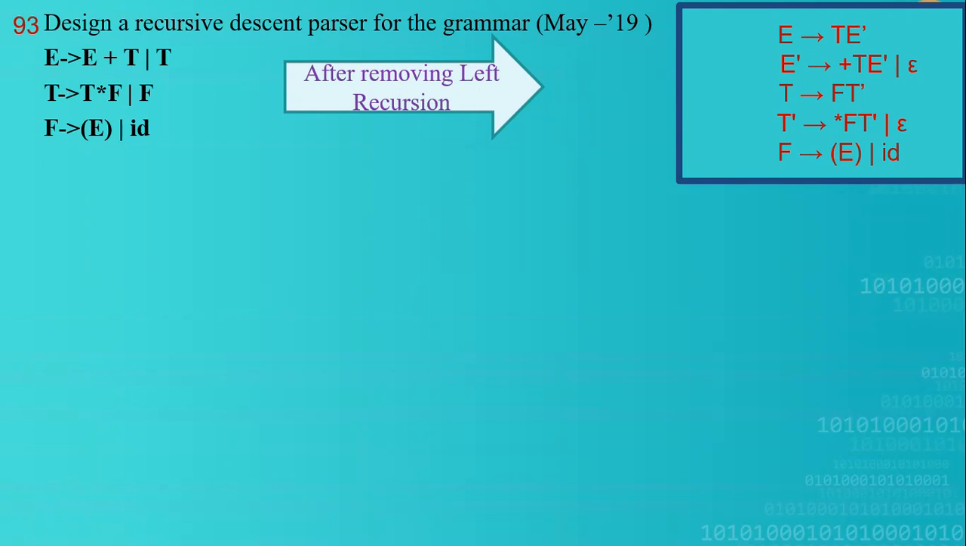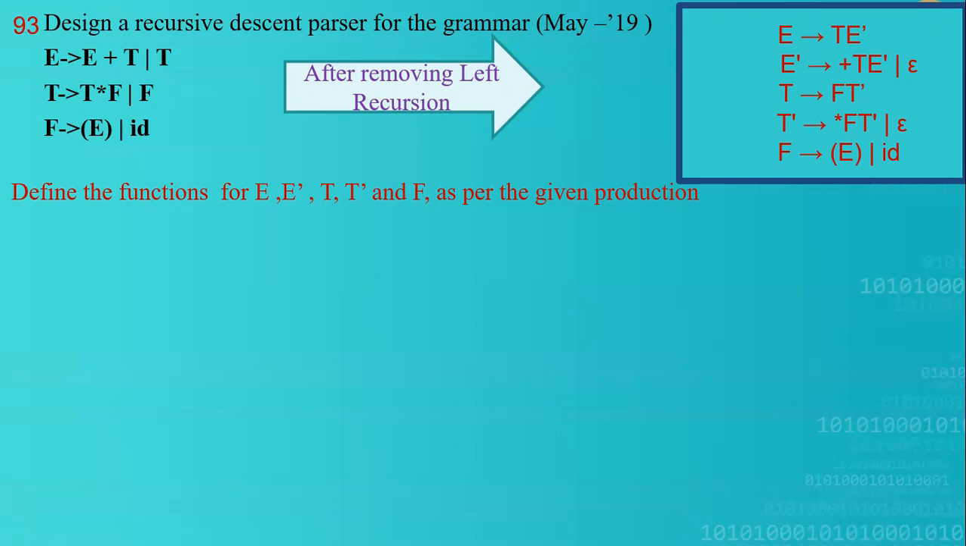We need to define functions for E, E prime, T, T prime and F by using the given productions. This is what we have to do; we have to write the functions. First, we can consider the non-terminal E. How can we write a function for E? Here E gives T E prime, right? Both T and E prime are non-terminals. Since E is the start symbol, we start with E.